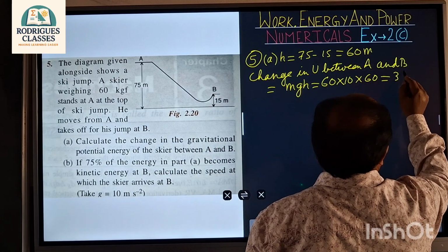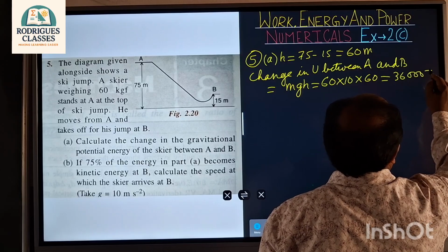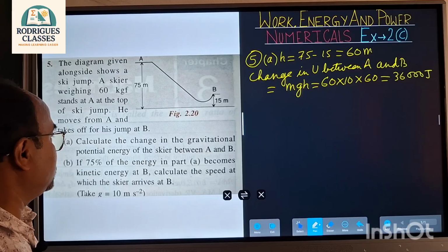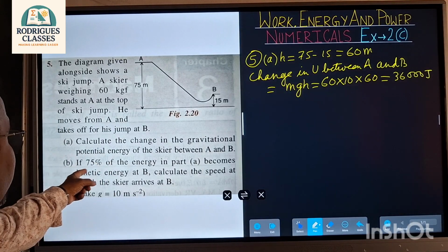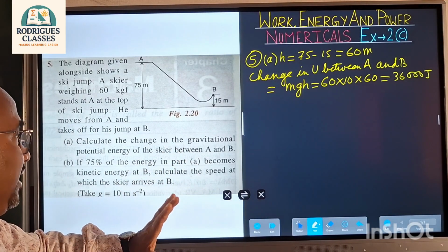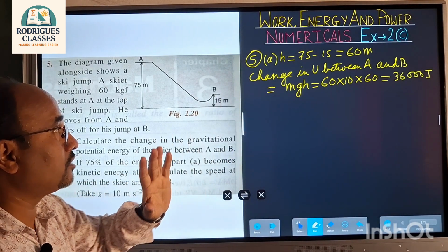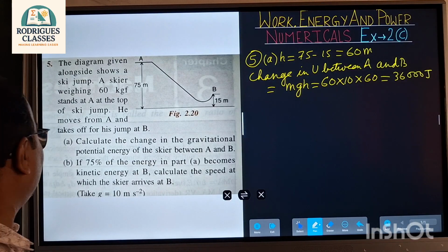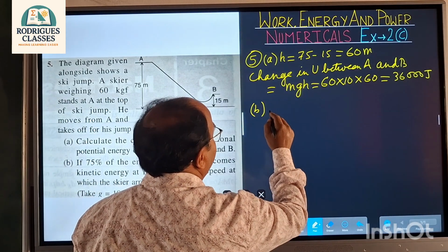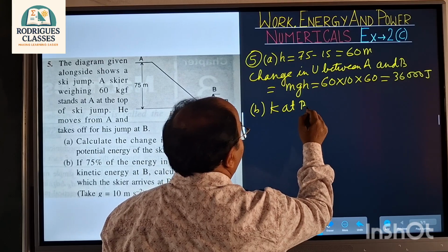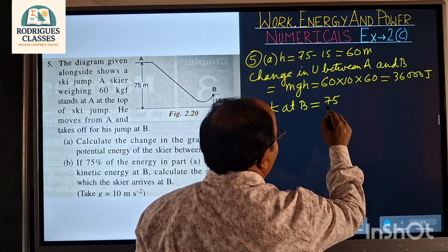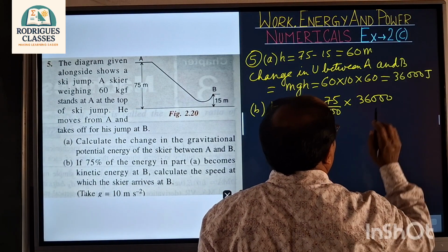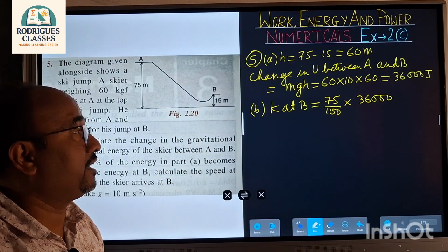So 6 times 6 is 36, and then 3 zeros give me the change in the gravitational potential energy. Then follow what it says here. If 75% of the energy in part A will become kinetic energy at B, I can find the kinetic energy at B. It will be 75 by 100 into 36000. This is the energy. So I know the kinetic energy at B is this much.